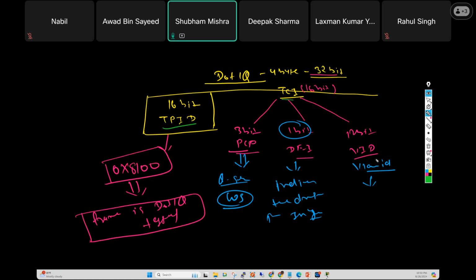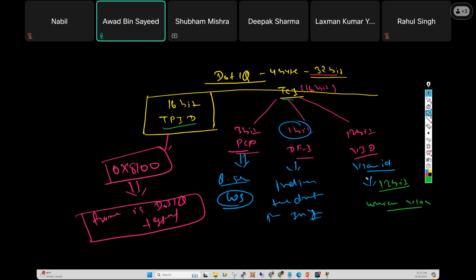The next one is VLAN ID. VLAN ID, what is the size? 12 bit. So 12 bit, 1 bit and 3 bit, how much? 16 bit. And VLAN ID tells you which VLAN your frame belongs to. This part is telling which VLAN your actual frame belongs to. Is everyone clear?